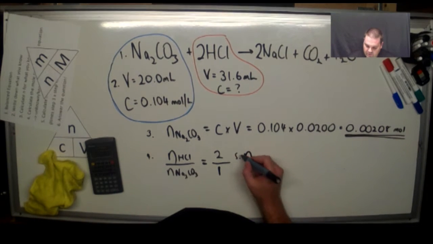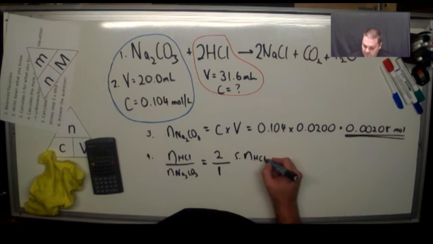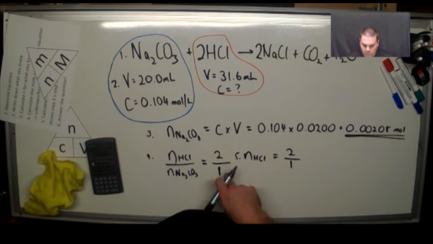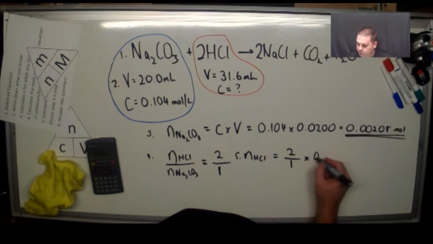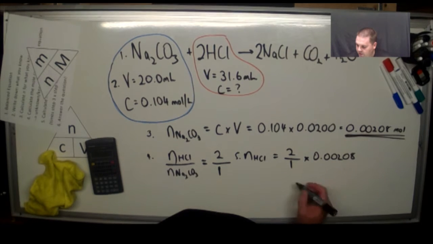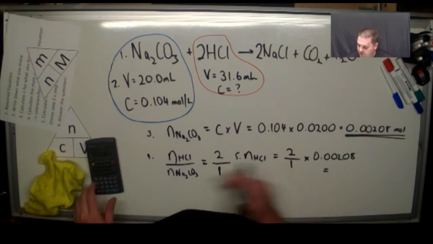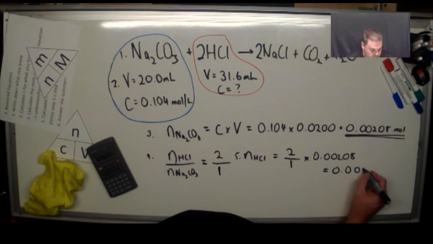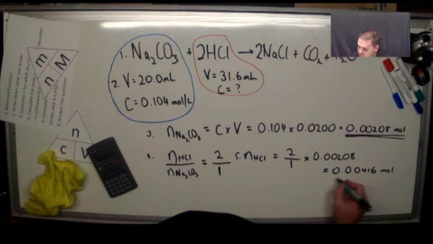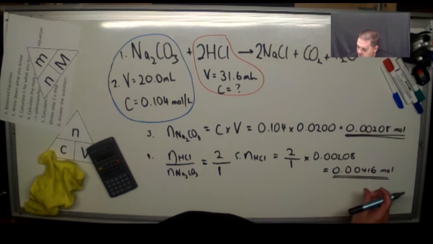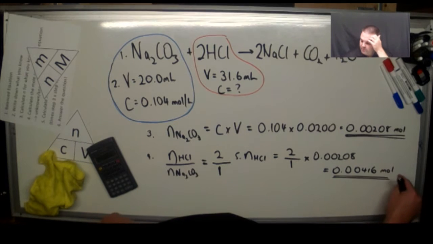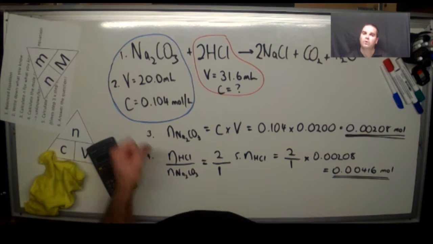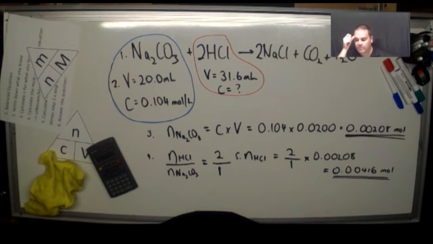So if we go to step 5, the number of moles of our hydrochloric acid is going to be step 4, the mole ratio, times step 3, 0.00208. So our number of moles is going to equal 0.00416 moles. Notice the link between them. The number of moles of our unknown, the hydrochloric acid, is twice the number of moles of our sodium carbonate, which is what we'd expect because it's a 1 to 2 ratio from the equation.